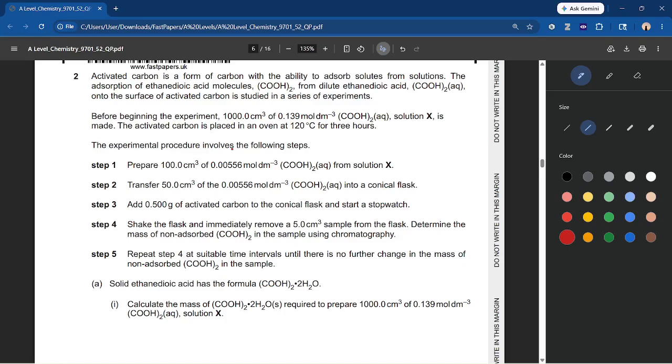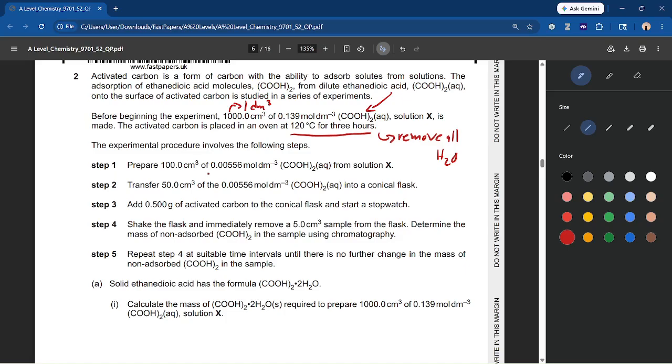Before beginning the experiment, 1,000 cm³, so this is basically 1 dm³, of 0.139 mole per dm³ of ethanedioic acid solution X is made. So this is ethanedioic acid. Solution X is made. The activated carbon is placed in the oven at 120 degrees Celsius for 3 hours. So this is done to remove all H2O. The experimental procedure involves the following steps.